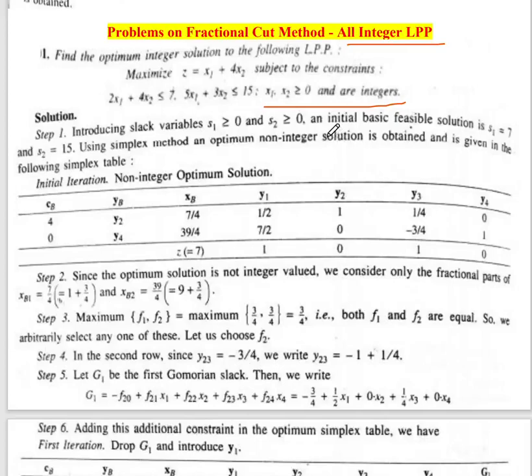After that we will construct the first simplex table. Then we will construct the second, third and fourth. So here the first simplex table will have C_B, Y_B, Y2, Y4, X_B, 7/4, 39/7. So these types of simplex tables you will get.